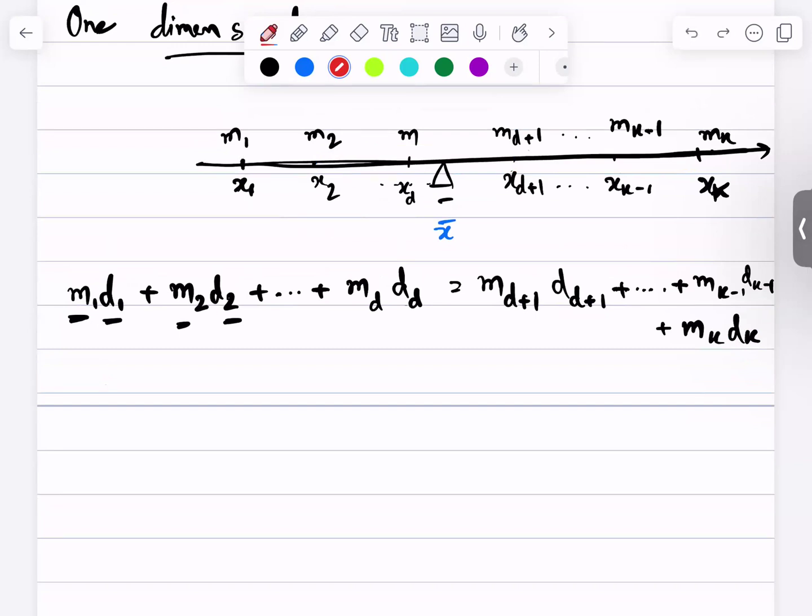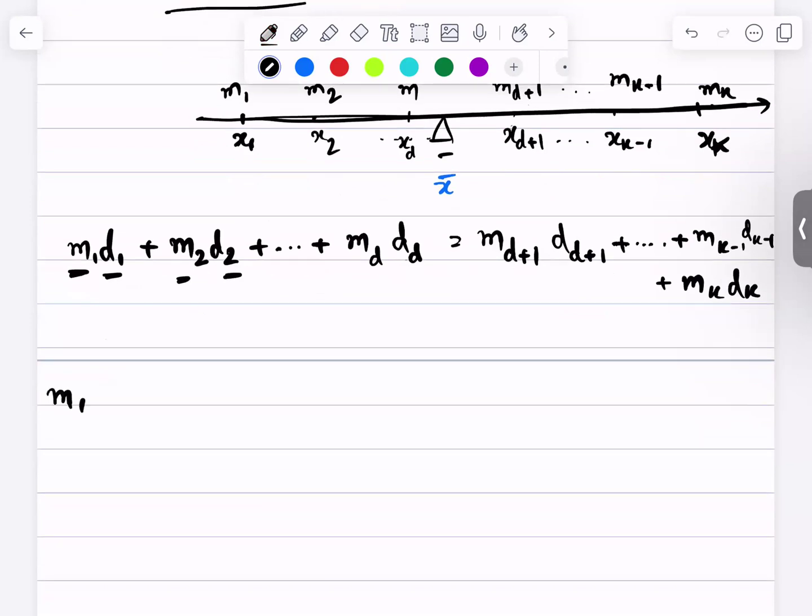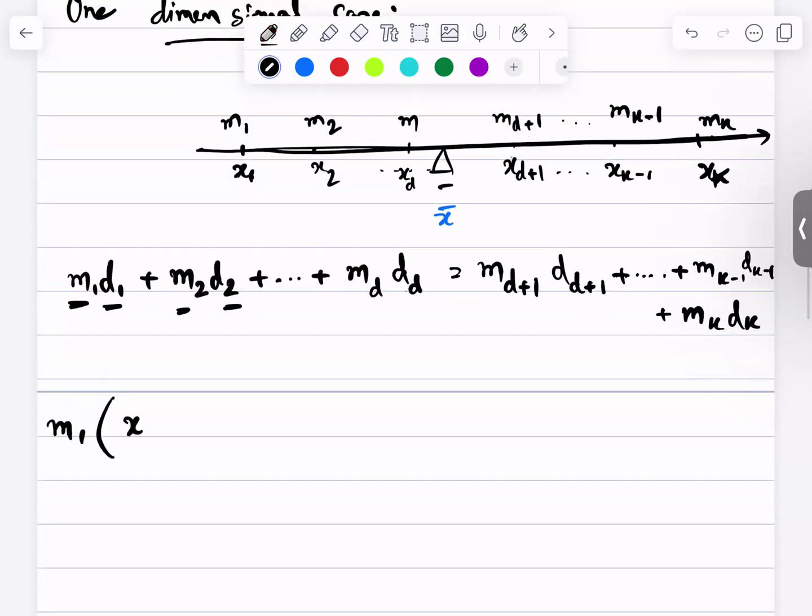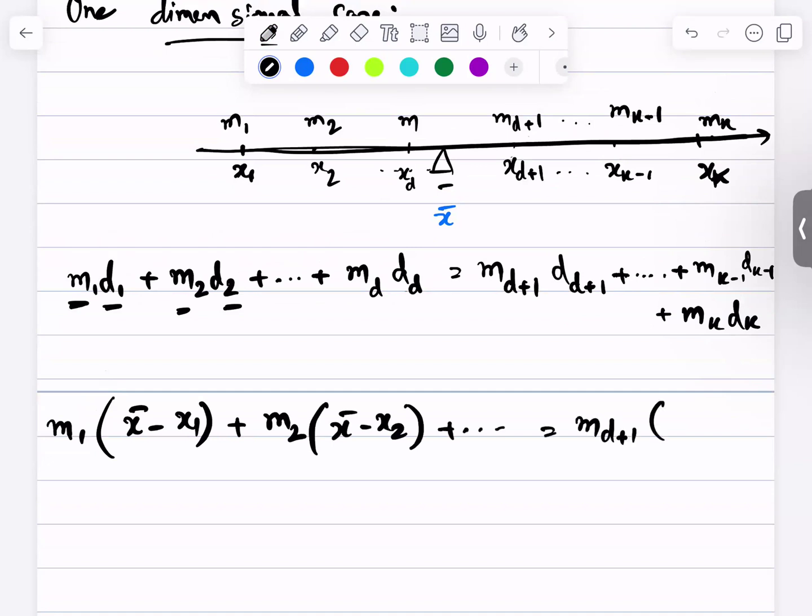Therefore m1, what is d1? d1 is basically x bar minus x1, right? m2 times x bar minus x2, plus so on. On the right, I have md plus 1 times, okay, there I'll have x d plus 1 minus x bar, because now d plus 1 is on the right, so d plus 1 minus x bar will be a positive quantity. So on till mk times xk minus x bar.